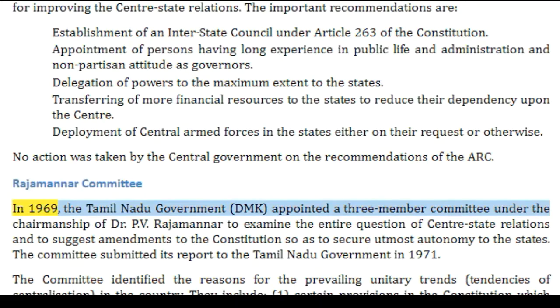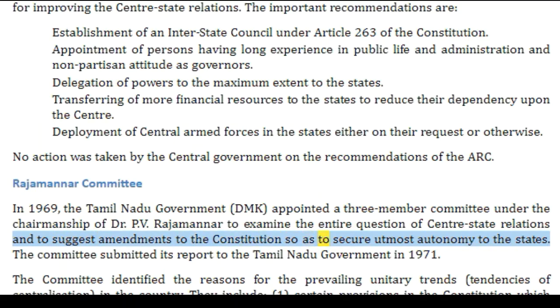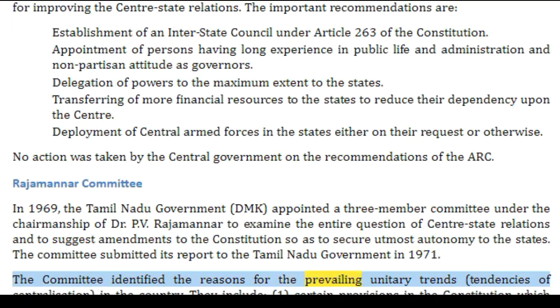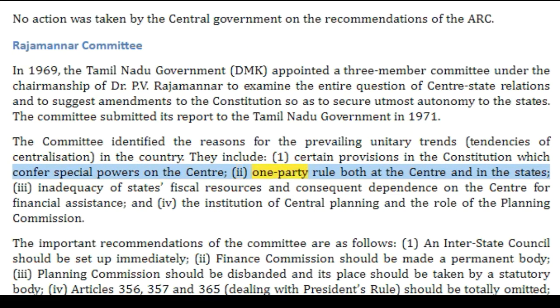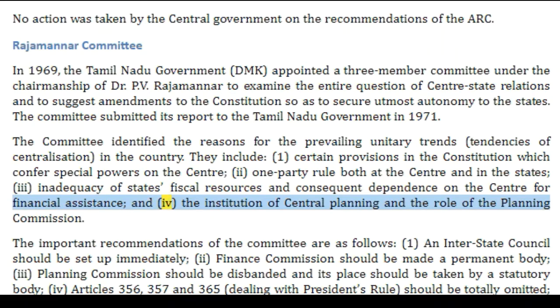Rajmannar Committee. In 1969, the Tamil Nadu government, DMK, appointed a three-member committee under the chairmanship of Dr. P.V. Rajmannar to examine the entire question of center-state relations and to suggest amendments to the constitution so as to secure utmost autonomy to the states. The committee submitted its report to the Tamil Nadu government in 1971. The committee identified the reasons for the prevailing unitary trends, tendencies of centralization in the country. They include: 1. Certain provisions in the constitution which confer special powers on the center. 2. One-party rule both at the center and in the states. 3. Inadequacy of states' fiscal resources and consequent dependence on the center for financial assistance. And 4. The institution of central planning and the role of the planning commission.